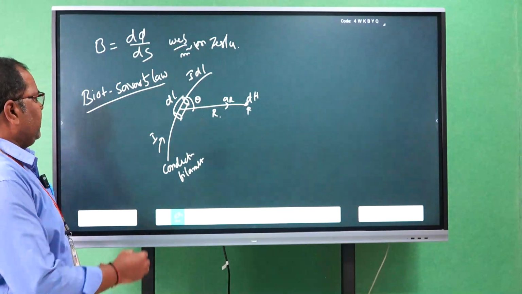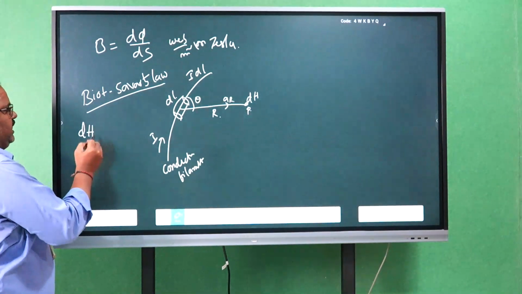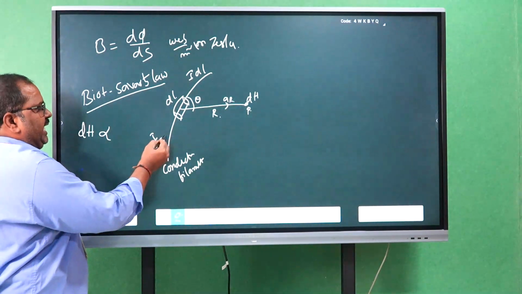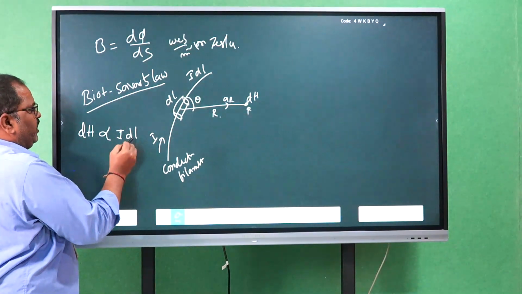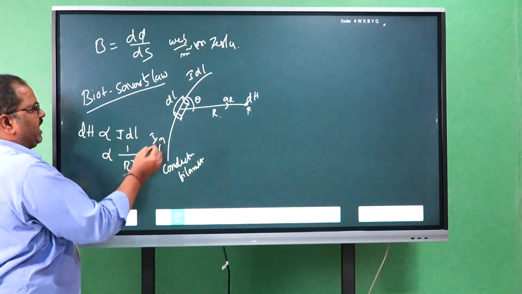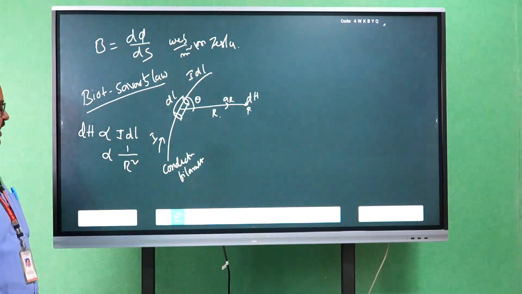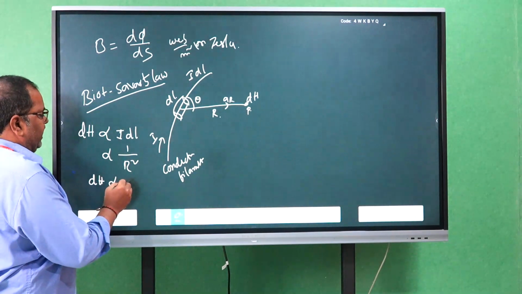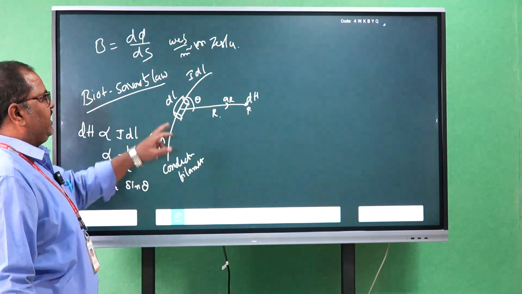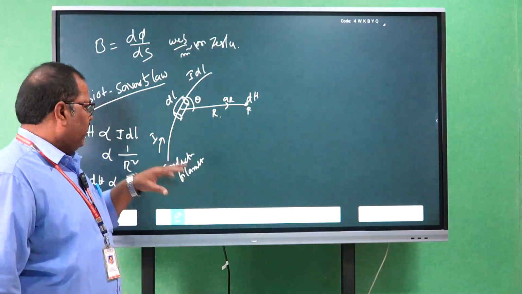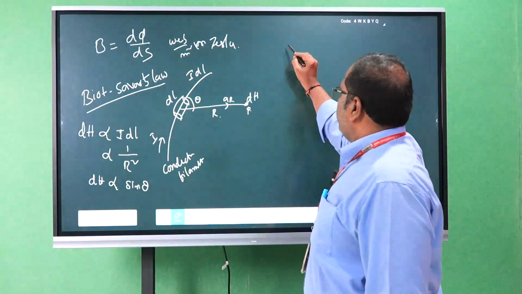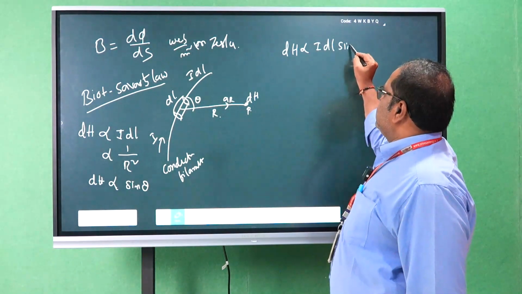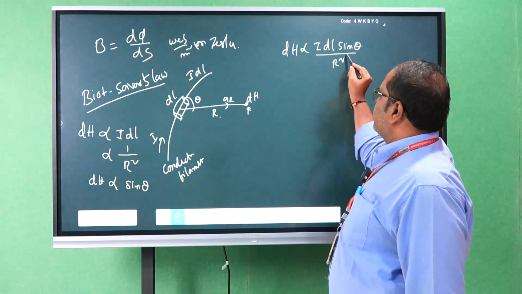According to Biot-Savart's law, the differential magnetic field intensity dH is directly proportional to the current element I dl, inversely proportional to the square of the distance between them, and proportional to the sine of the angle between the current element and the point P. Overall, dH is directly proportional to I dl sin theta by r square.